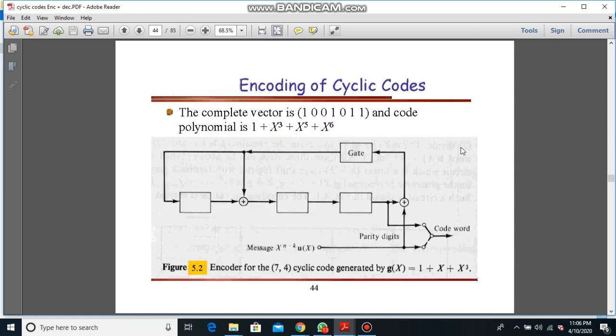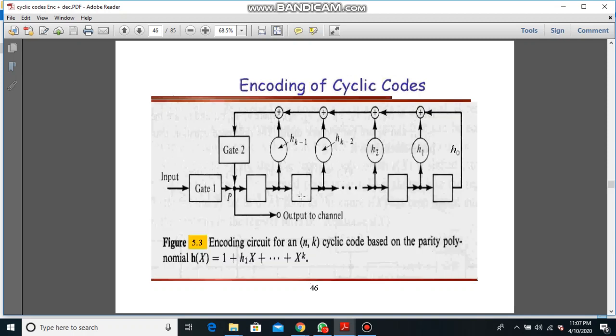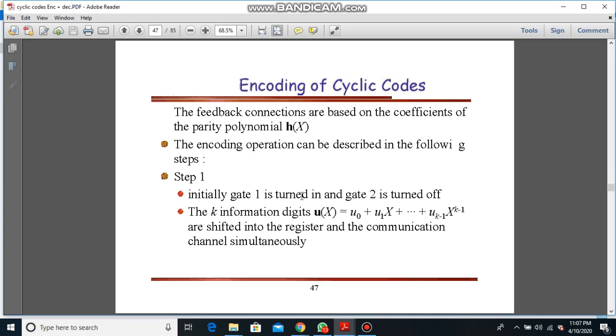This we will see. This is a diagram and all the description is given over here, how we are getting the output. So you can draw this diagram. One by one you shift the data, perform modulo 2 operation, you will get the output. So this is the encoding circuit for an (n,k) cyclic code based on the parity polynomial. The feedback connections are based on the coefficients of the parity polynomial h(x). The encoding operation can be described in the following steps.